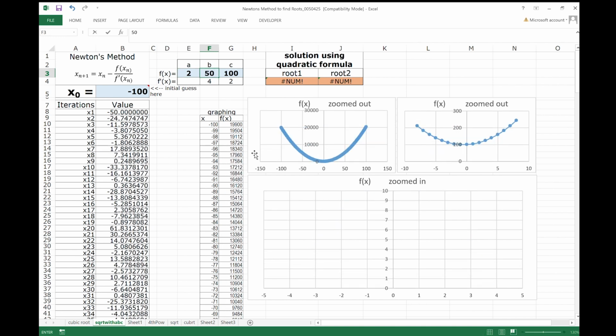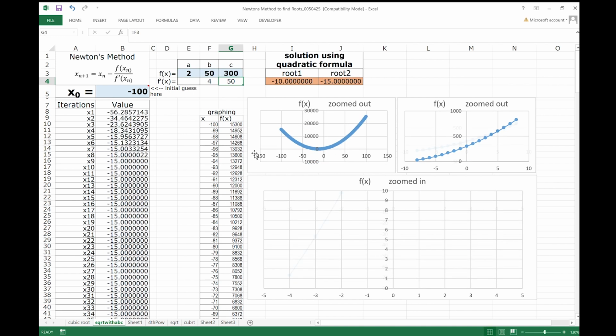Now let's try A, B, and C as 2, 50, 300, using the value of x sub 0 equals to 100 and -100. As expected, we see convergence at -10 and -15. Here the bottom graph is not showing up because it is outside the preset range.